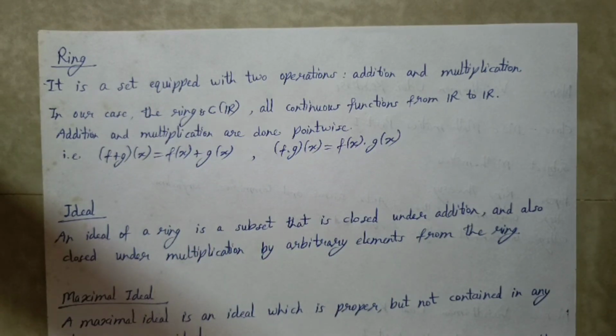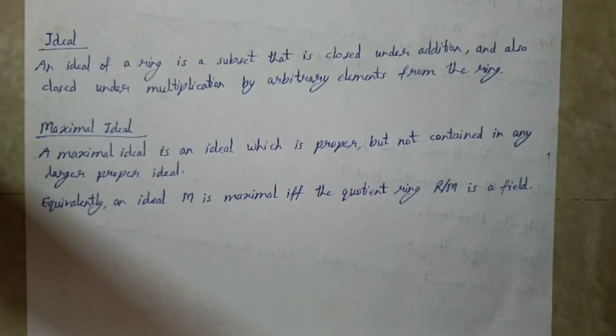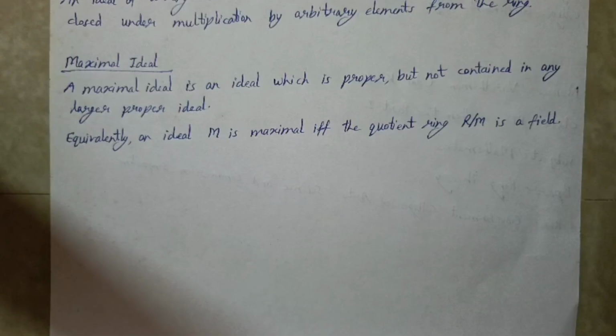Next is the definition of ideal. An ideal of a ring is a subset that is closed under addition and also closed under multiplication by arbitrary elements from the ring. Next we have the definition of maximal ideal. A maximal ideal is an ideal which is proper but not contained in any larger proper ideal. Equivalently, an ideal M is maximal if and only if the quotient ring R modulo M is a field. And this last fact will be very important for us to solve this problem.